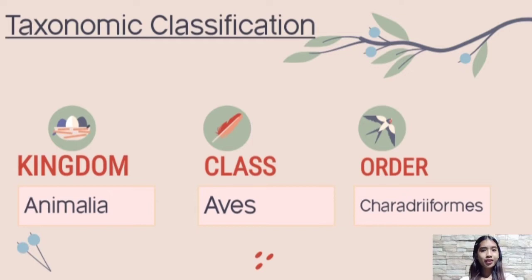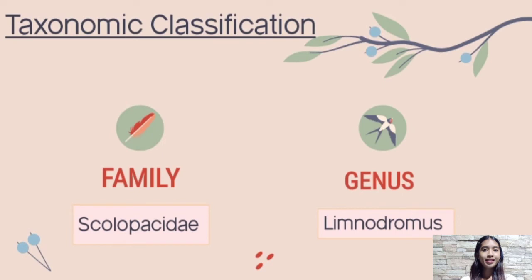Now we have its taxonomic classification. It belongs to kingdom Animalia, class Aves, order Charadriiformes, family Scolopacidae, and genus Limnodromus.